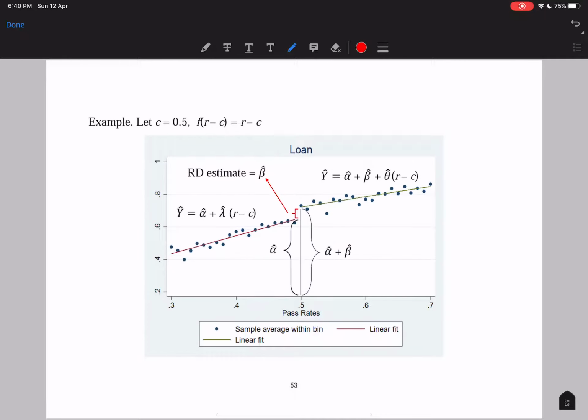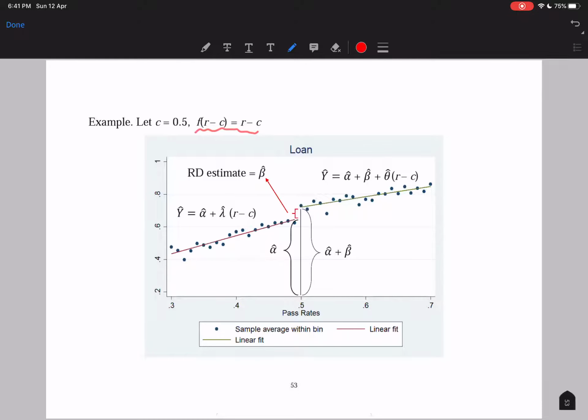And let's see here. So here is an example. I think I've taken it from my own research. It's the first stage of pass rate on student loan access, whether you have a student loan or not. And these are pass rates. In the middle is 50%, and I plot from 30% to 70%. And these are data. So this is basically what we call the first stage regression, right? And here we use linear regression, so the smooth function is just a linear function.